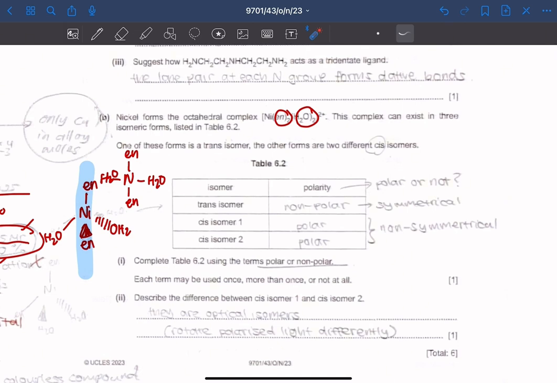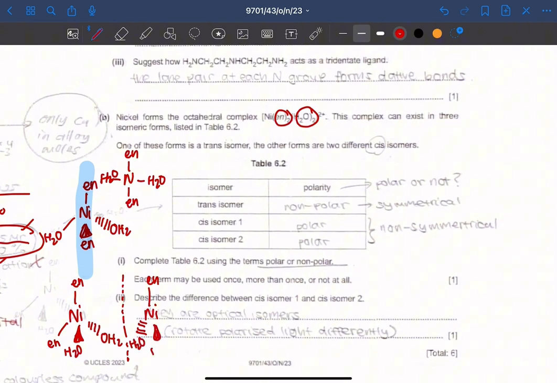Meanwhile, for the cis isomer, it's Ni connected to N, connected to N here, and H2O. Actually, it should be bonded to the O molecule, and then OH2. This can be mirrored to form another compound, which is the second cis isomer, with H2O, H2O, and N. And this is the first cis isomer, second cis isomer, and because both of them are not completely symmetrical, there's a dipole going in a direction. That's why it is a polar compound.